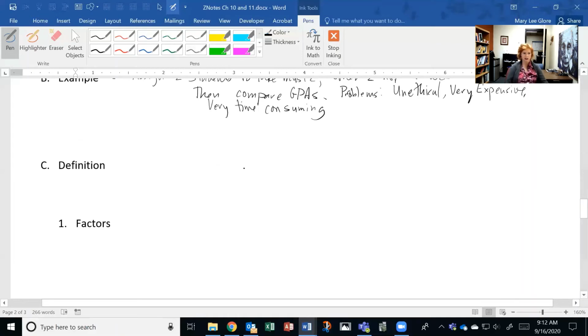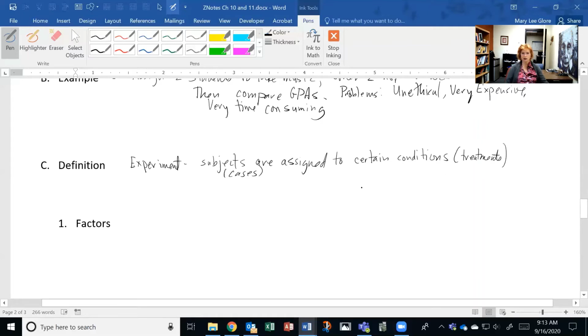So let's look at the definition of an experiment. An experiment is where the people in the study are called subjects. So our cases or our observations in an experiment are called subjects. They are assigned to certain conditions that are called treatments. So we're assigning them to something.